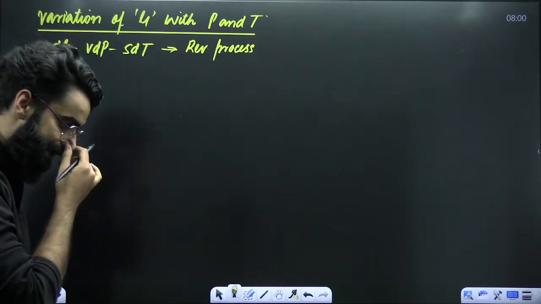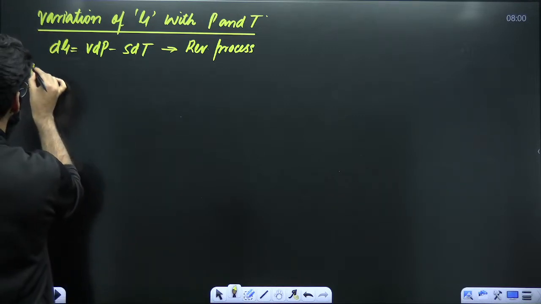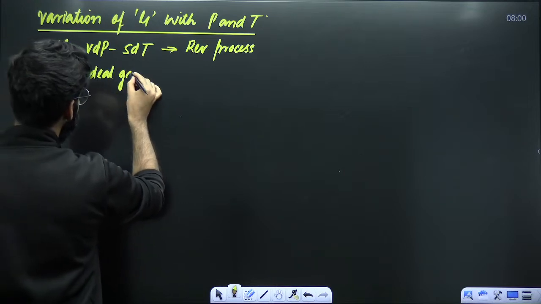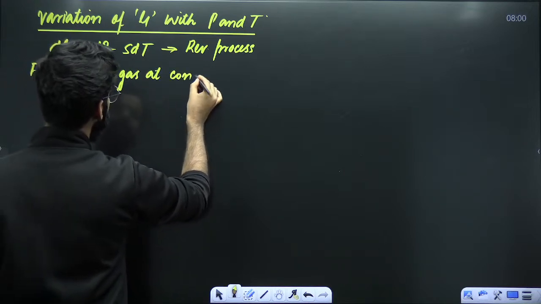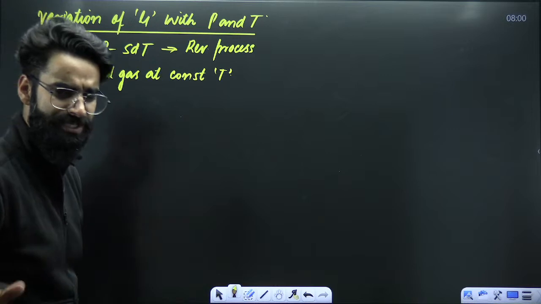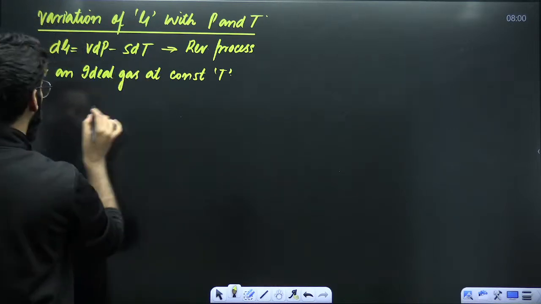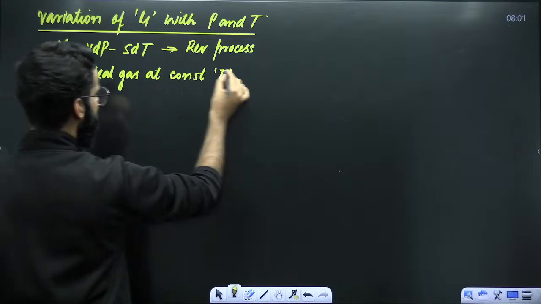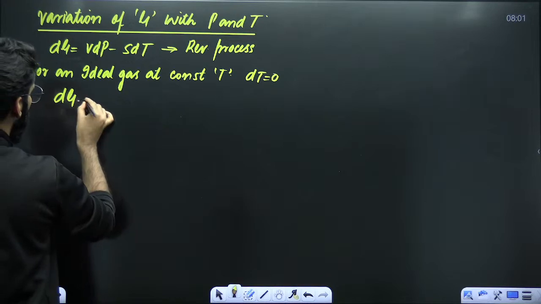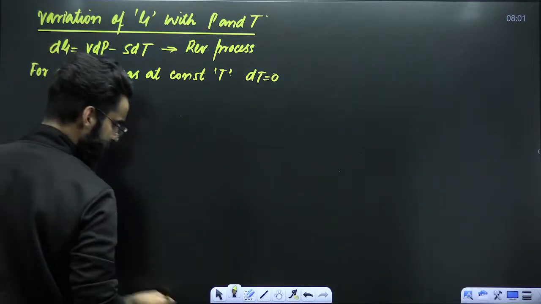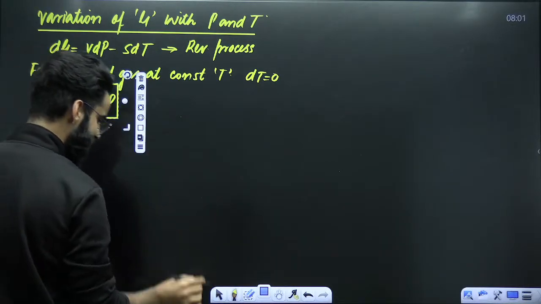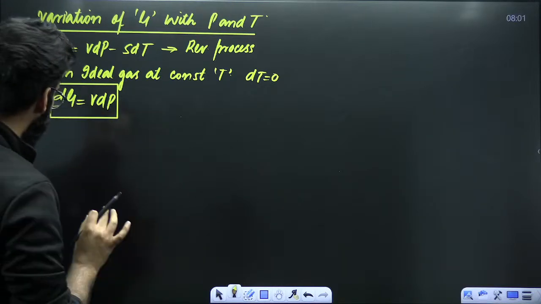Now, understand what exactly I'm going to say. Point number one. For an ideal gas, let's say you have got the ideal gas whose temperature is kept fixed. We are not changing the temperature. If temperature is constant, that means dT will be 0. If dT is 0, that means dG will be equal to VdP. This equation is valid for that ideal gas whose temperature is kept constant.